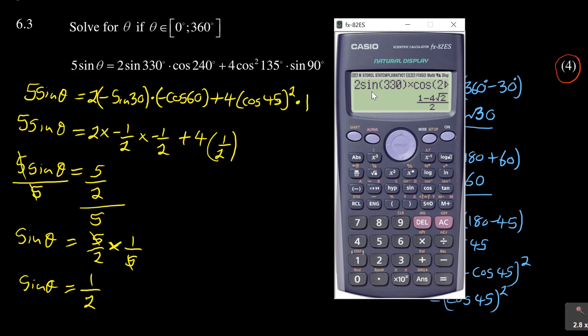there. 2 sin 330 is fine, times cos 240, which is correct, plus 4. I think the problem might be here because I didn't put a square there.